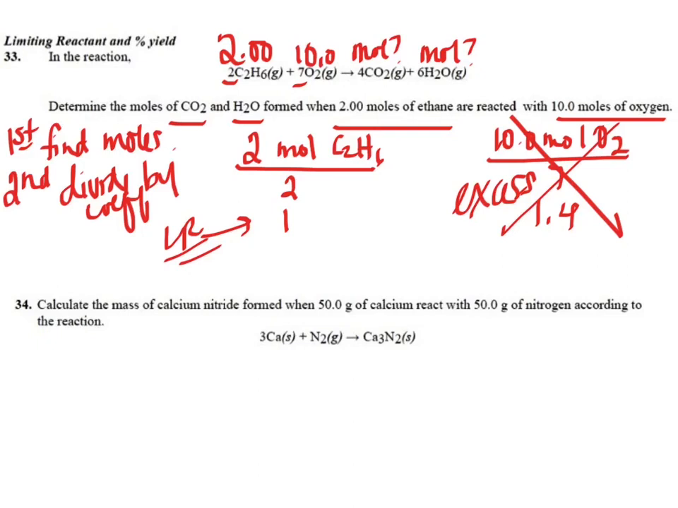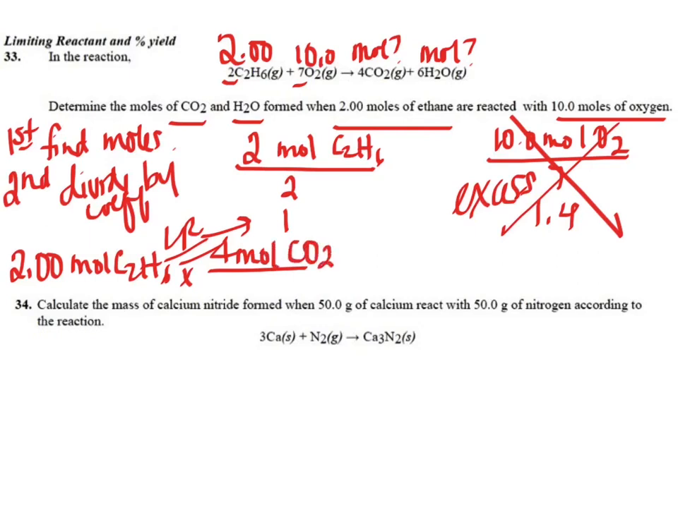So what we're going to do is go back to what we're given and solve for moles of carbon dioxide and moles of water. So we have 2.00 moles of C2H6, and we're going to use the mole ratio, which is 4 moles of carbon dioxide for every 2 moles of C2H6, and I get 4 moles of CO2.